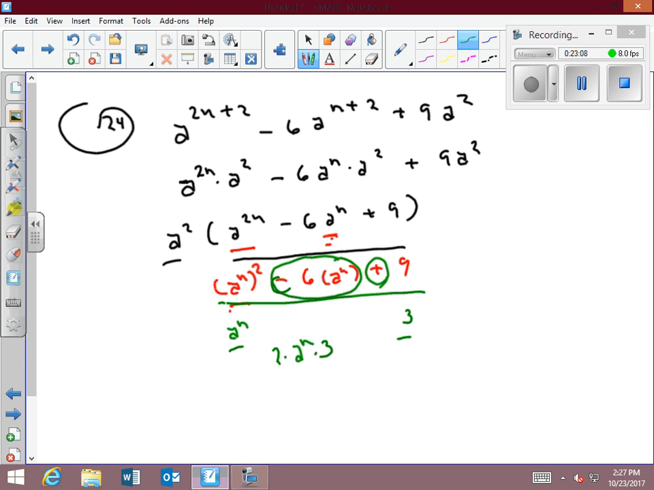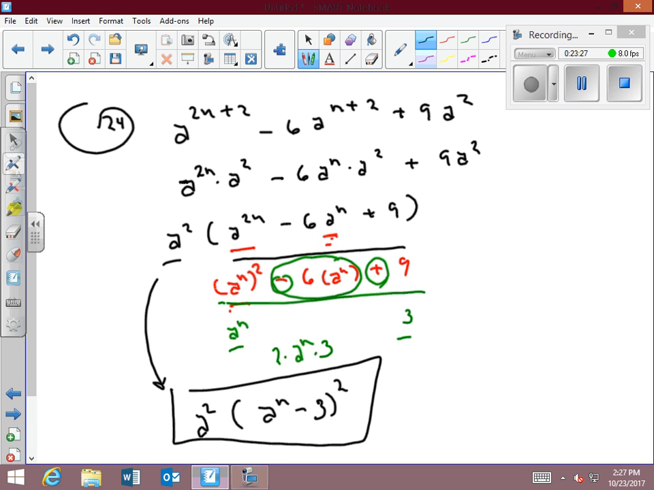And because this is a negative right here, its special case is a to the n minus 3, the quantity squared. And don't forget to bring that down. So this is completely factored. If you don't see that it's a special case trinomial, you can factor by trial and error over the integers and you have the same thing. It's just, once you get this down, you can see it pretty fast.